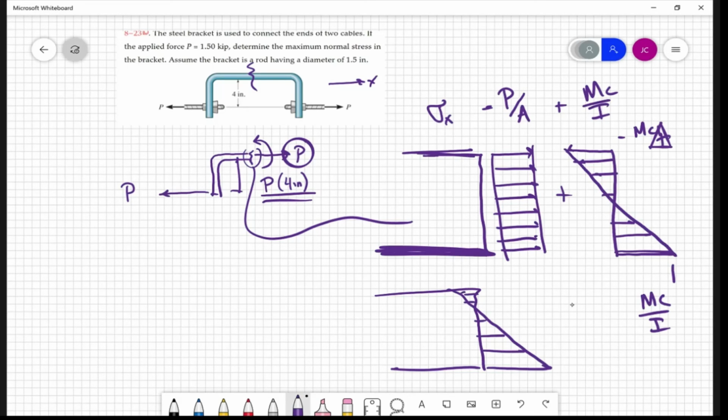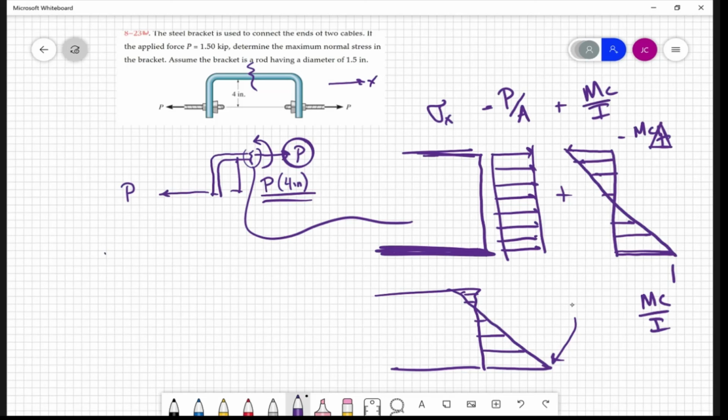Basically like a DC signal added on top of this linear signal, right? What they're asking you here is to find the normal stress, and the answer will be the contribution from both the P on A stress and the MC on I stress, and the maximum value, which is near the bottom, okay?